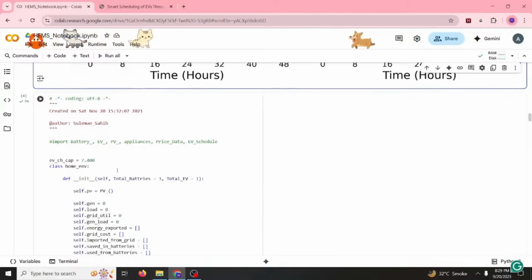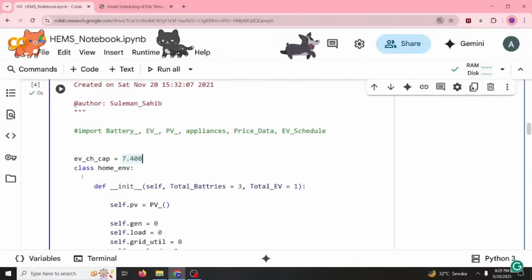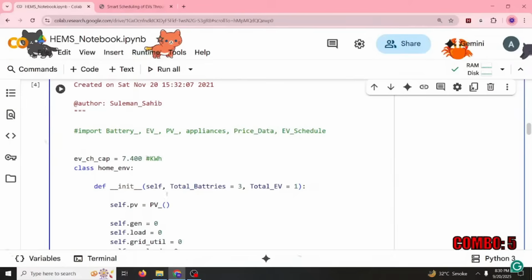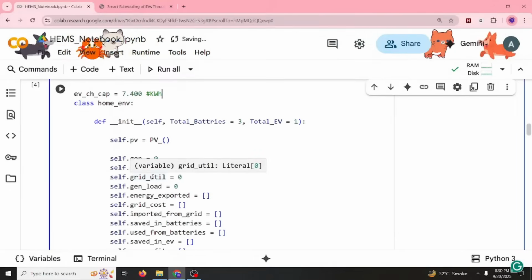So far we have just made individual models of the appliances, the solar and all the things. Now we will make a new object. This new object will be the class HomeEnvironment. You can name it anything. So here we define the EV charging capacity, which we have taken from the standard. This is in kilowatt hours. So overall, 7.4 kilowatt hours of energy can be stored inside the EV. This is somewhat standard in Tesla electric vehicles.